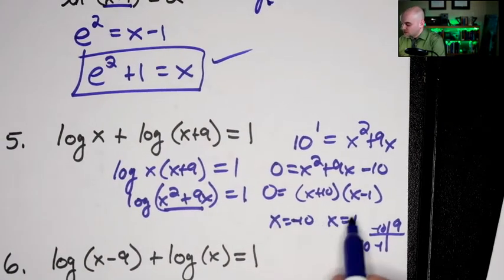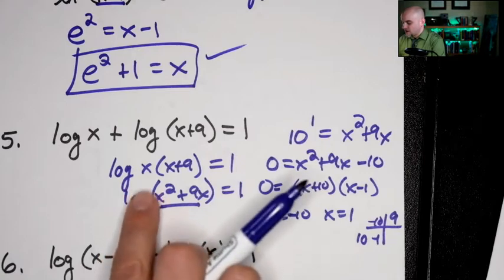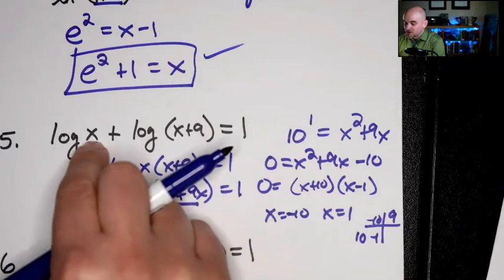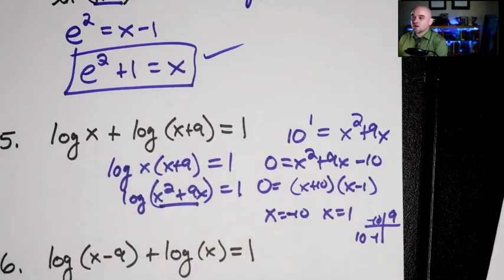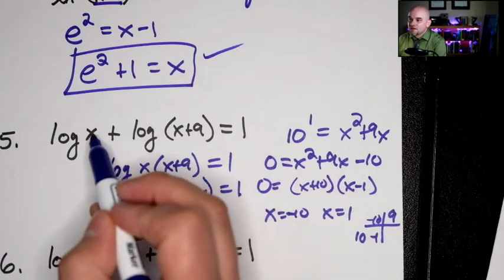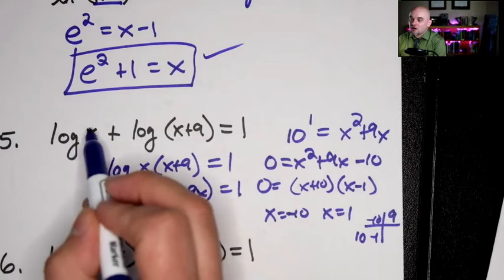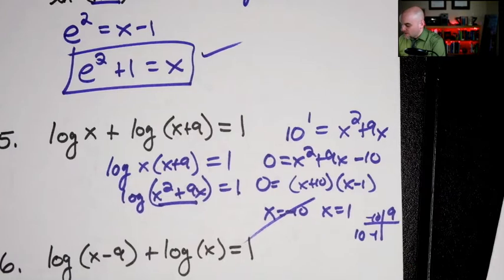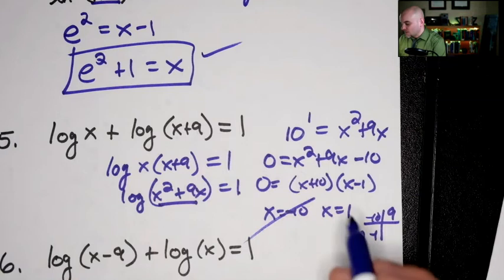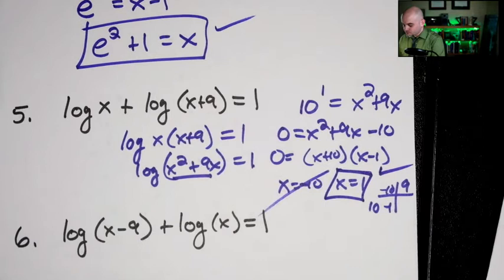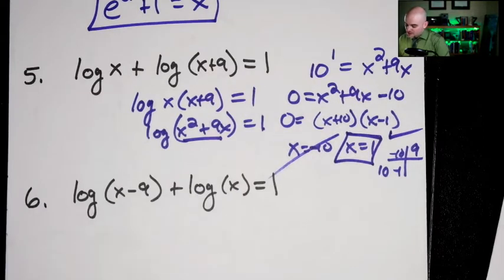So I need to make sure when I get these solutions, no matter how good I feel about it, no matter how on point I feel doing my math work, that I go back and plug them in and make sure I'm not taking the log of 0 and not taking the log of a negative number. In this case, negative 10 goes in, I get log of negative 10. So that's not going to work. That one's out. You put 1 in, you get log of 1, that's okay. You get log of 10 right there, that's going to be okay too. So x equals 1 is my solution there.